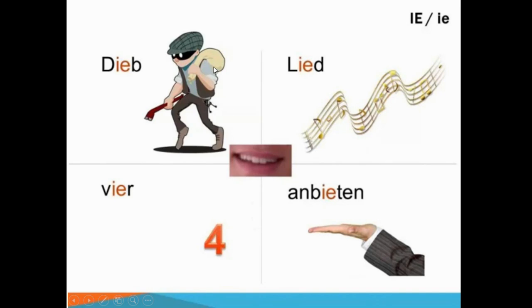You can see here in the pictures. First is tief. Tief means deep. Next is Lied. Lied means song. Next is vier. Vier means four. Fourth one is anbieten. Anbieten means to offer something. So the sound of ie is like "ee".